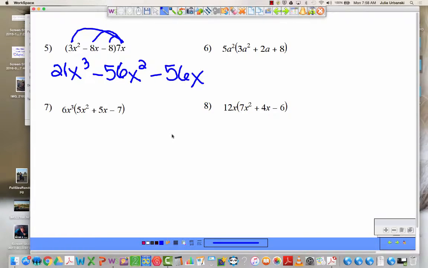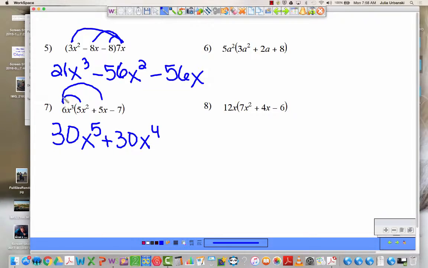Number 7. 6x to the 3rd times all of these. Let's go through these quickly, please. 6 times 5 is 30. X to the 2nd times x to the 3rd. X to the 5th. Good. 6x to the third times 5x. Tell me what that is. 30x to the fourth, good. And then 6x to the third times negative 7. Good. Okay.